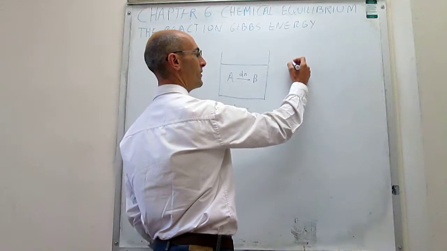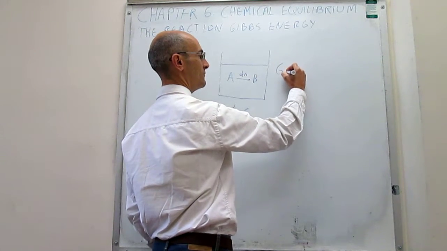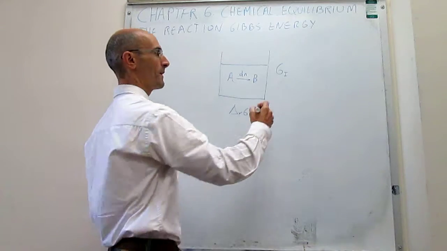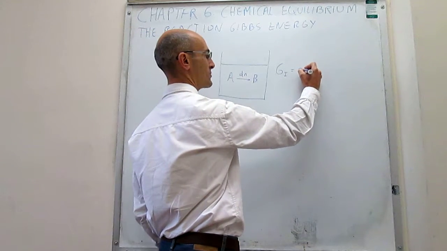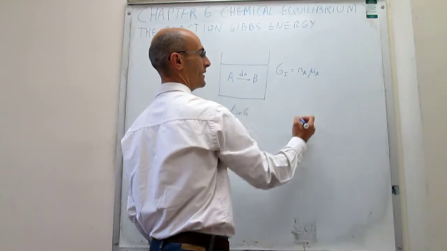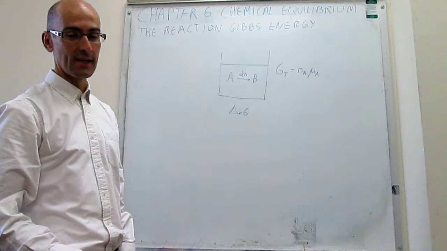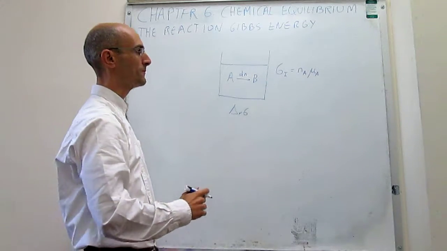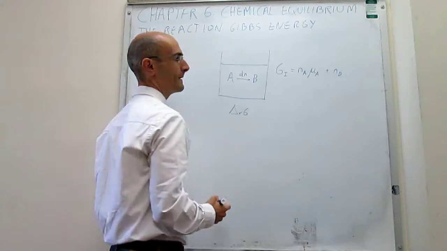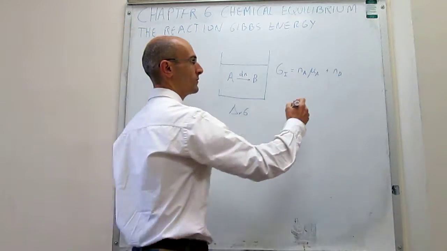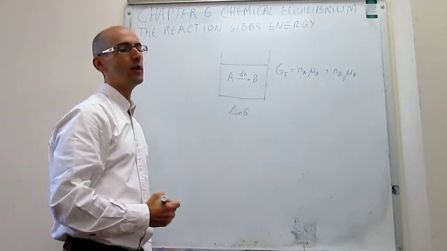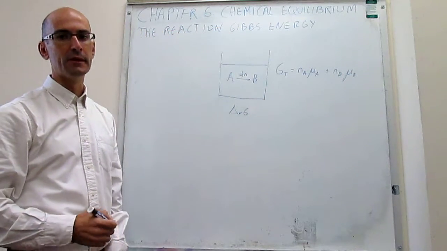Alright, so before the change in moles from A to B, we can calculate that the initial Gibbs energy would be equal to the number of moles of A that we have times the contribution per mole of A to the molar Gibbs energy, and that is exactly what we call the chemical potential, plus the number of moles of B that you had, if you had any, multiplied by the molar Gibbs energy of B, which is the same thing as the chemical potential.